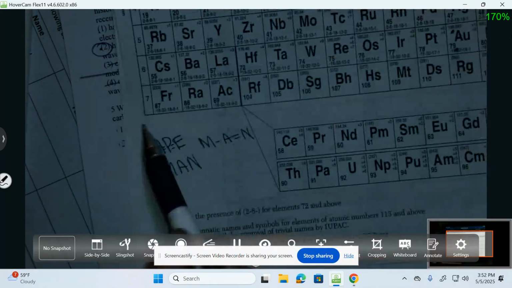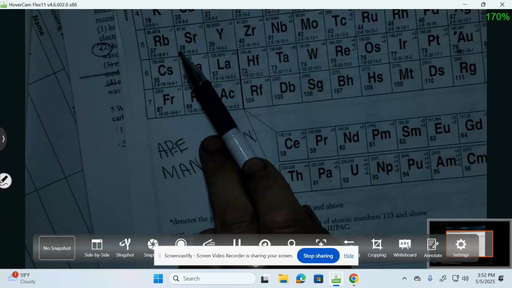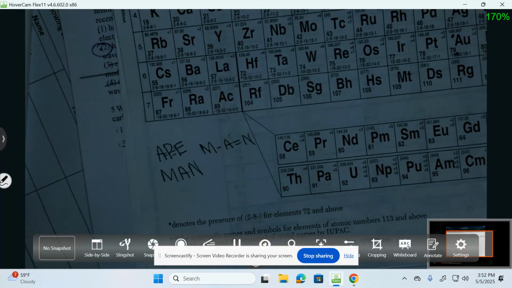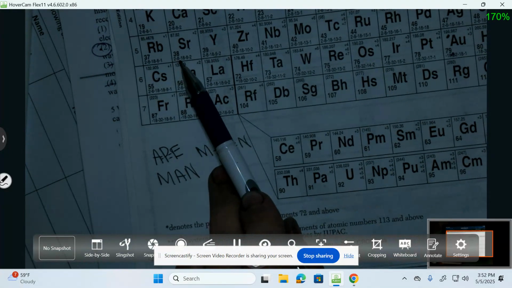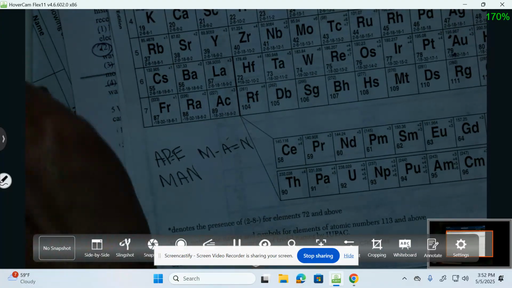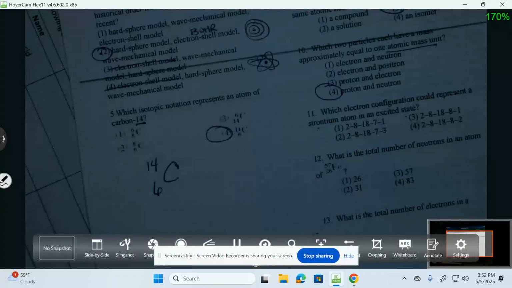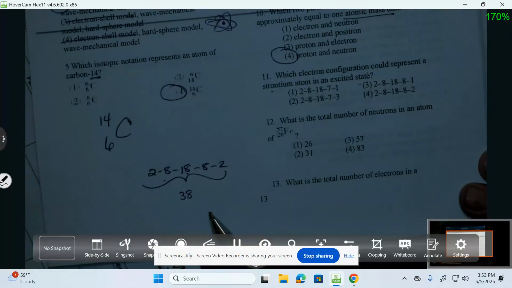All right, which electron configuration could represent a strontium atom in an excited state? Strontium is right here. We know it has 38 electrons in it, right? And this is the ground state, 2, 8, 18, 8, 2. This better add up to 38. Okay. So you can do this. 18 plus 10 is 28. Plus 10 more is 38. So that adds up. Okay.